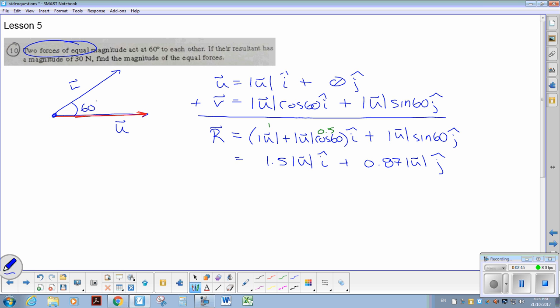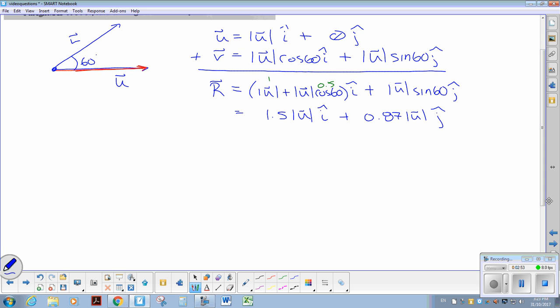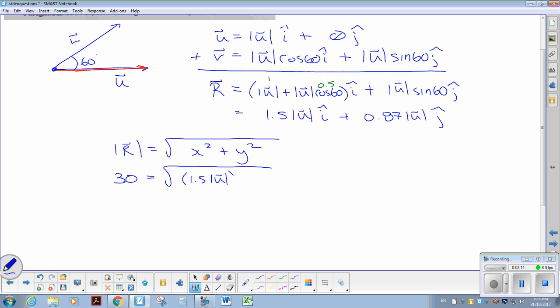So we want to find out what the resultant's going to be. We know the magnitude. If we find the magnitude of our resultant, the formula for that is the square root of the x component squared plus the y component squared. We know the magnitude has to be 30, equals, and in brackets, 1.5 magnitude of u squared plus 0.87 magnitude of u all squared. Now we just need to solve the equation.